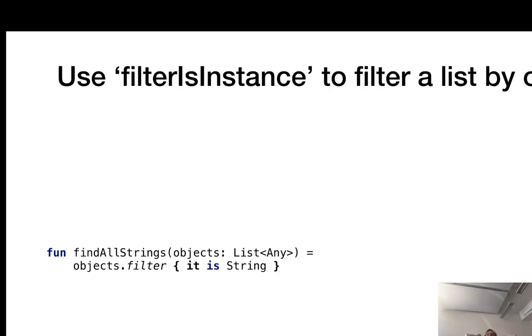Now there is one other useful tip, which is the filterIsInstance function. It's a very common task that you have a list of objects and you need to find the objects of the right type. Of course you can just use a regular filter function: pass in a lambda, and inside the lambda check that the object has the right type. So in this case, check that it is a string.